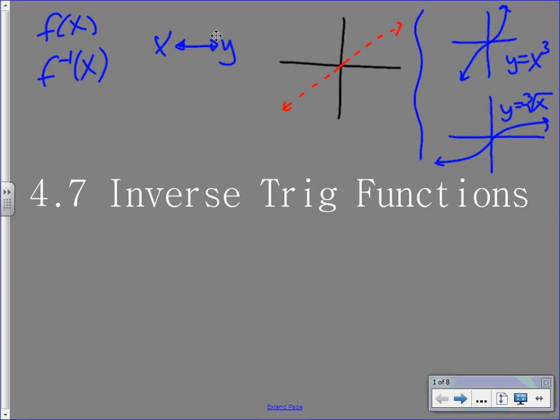Okay? So today we're going to talk about the inverse trig function. So we have talked about and worked with the graphs for sine, cosine, and tangent. We're not going to graph, but we're going to talk about the relationship that inverse sine, inverse cosine, and inverse tangent have.